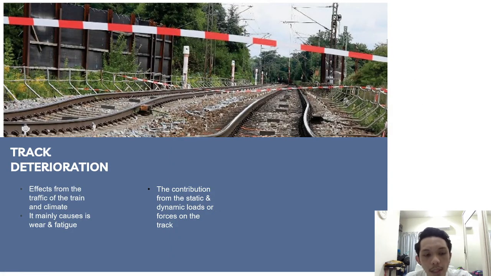When it comes to track deterioration, it commonly happens in railway lines. There are two main effects that contribute to this problem. First, the climate, and second, the traffic of the train itself. But I am not going to touch on the climate. What I am trying to explain in this presentation is more on the technical problem, which mainly comes from wear and fatigue. These effects actually come from the contribution of static and dynamic loads or forces on the track.